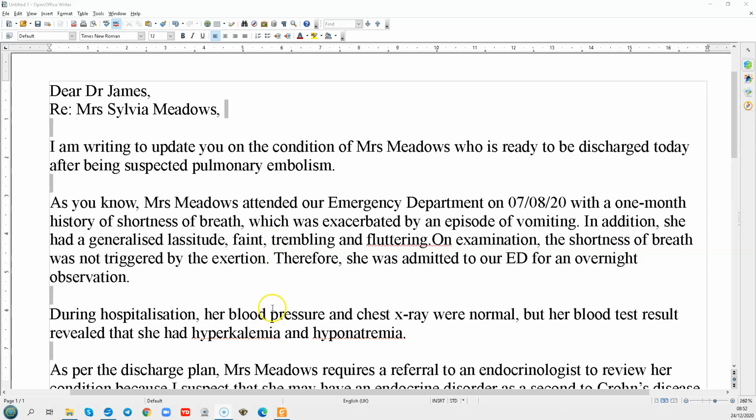Okay, so letter number 8. It's been a week now, but getting up to Christmas, etc. Haven't had a lot of time.